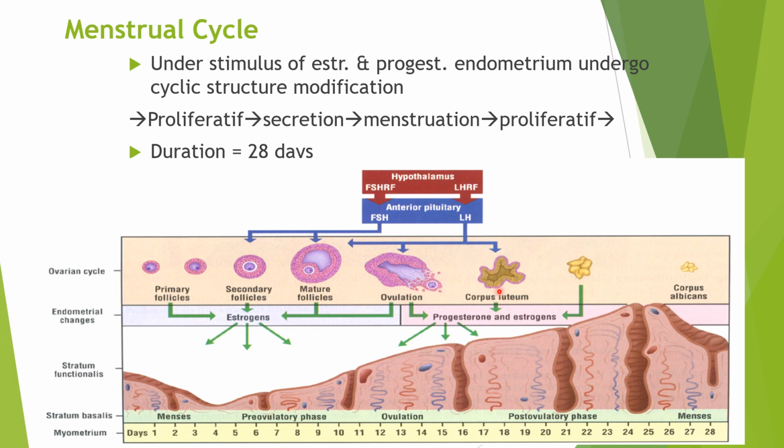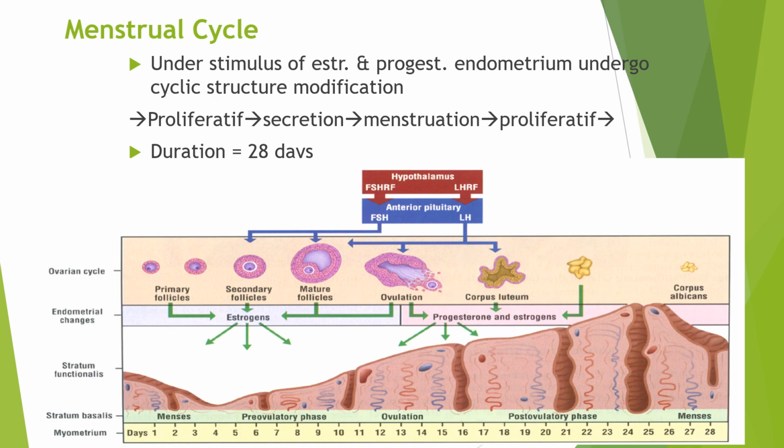Because of ovulation, the corpus luteum is formed, and this corpus luteum secretes both progesterone and estrogen, and this causes the secretory changes in the endometrium. This phase of the endometrial cycle is called the secretory or progestational or post-ovulatory phase. After this phase, if pregnancy does not occur, the corpus luteum degenerates and corpus albicans forms, and there is withdrawal of the hormones, which leads to the menstrual flow.